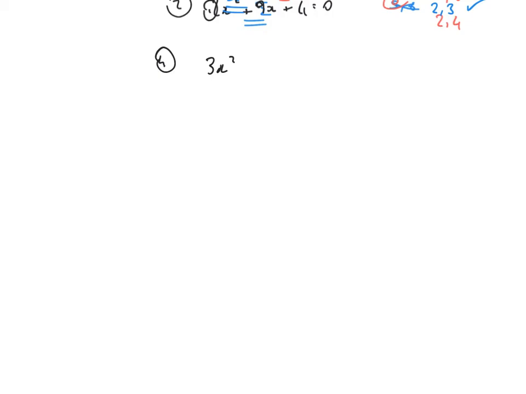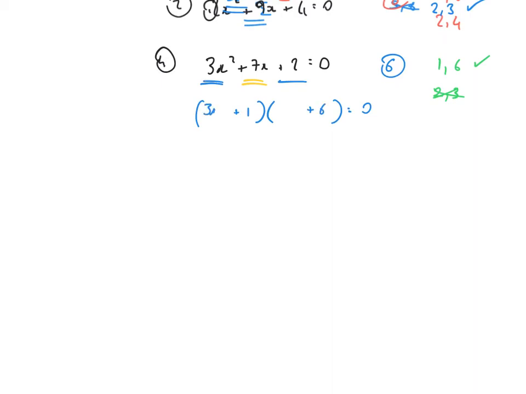Okay, example 4. 3x squared plus 7x plus 2 equals 0. Okay, 3 times 2 is 6. Two numbers that multiply give 6, add together give 7. Well, there's 1 times 6 and 2 times 3. Which one works? 1 and 6: 1 times 6 is 6, 1 plus 6 is 7. Just follow this pattern each time. Plus 1, plus 6. Drop 3x in here and drop 3x in here.